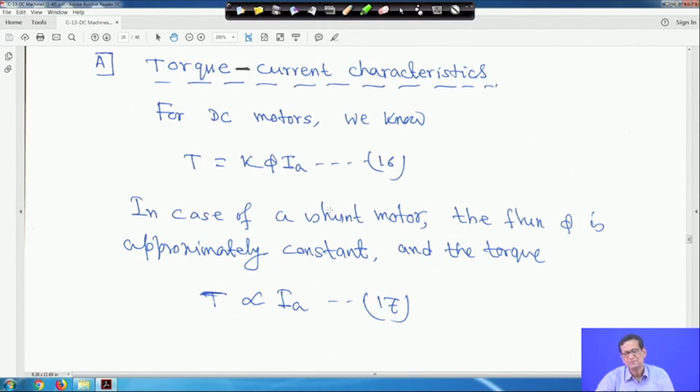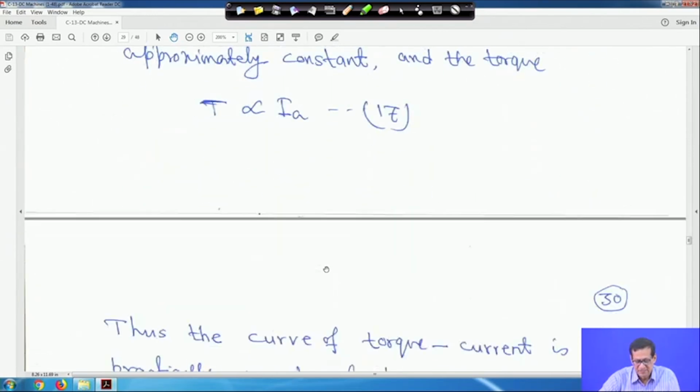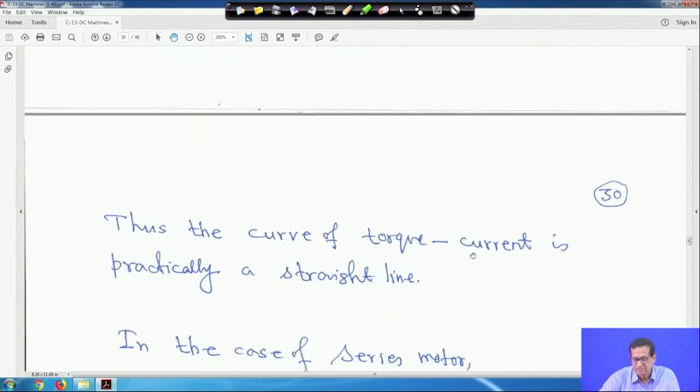That is why in that previous example I took flux for a DC shunt motor as constant, because the field supply voltage more or less remains constant, and the field resistance more or less remains constant. Therefore, flux will remain constant, because field current remaining constant means the flux is constant. Therefore, torque is actually proportional to IA. That means it is almost a straight line characteristic, right. So, the curve of torque current characteristic is practically a straight line.